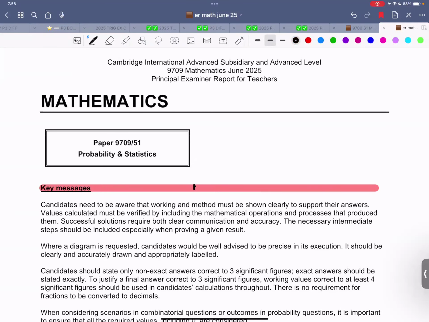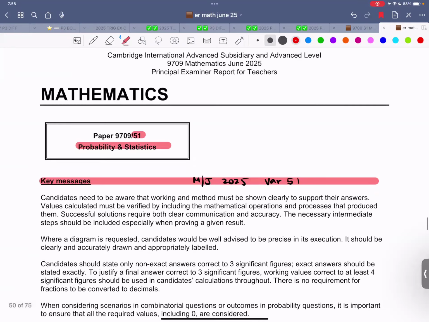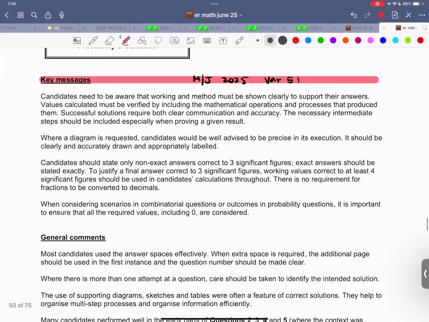This is May, June 2025, variant 5-1. And this is probability and statistics 150. Now look at this working.